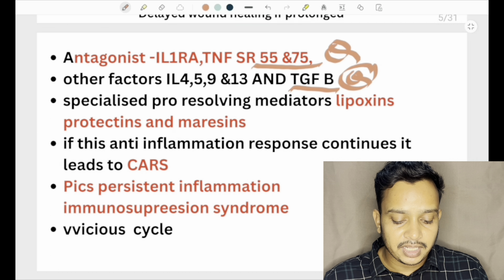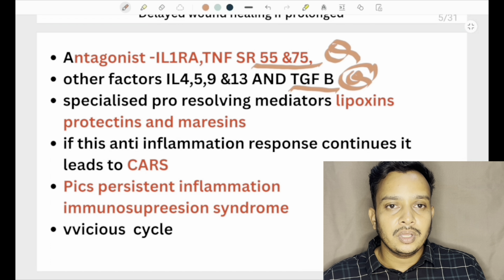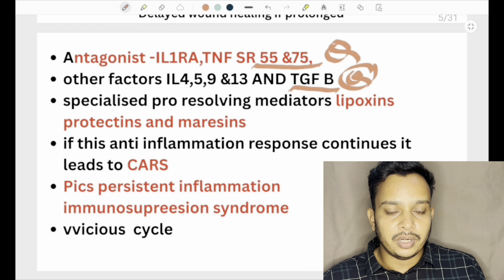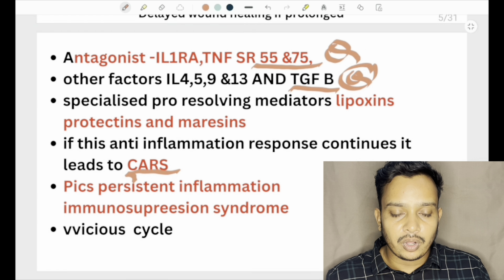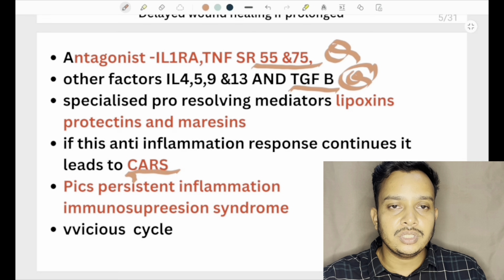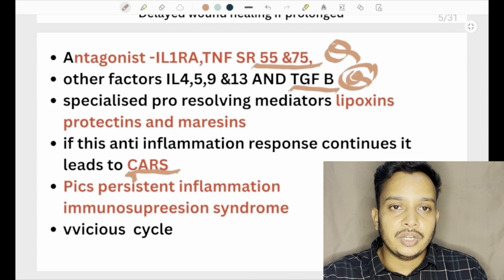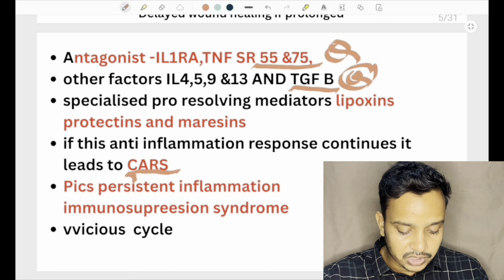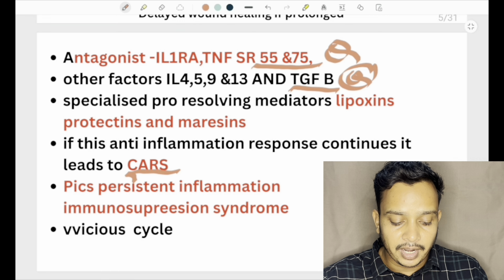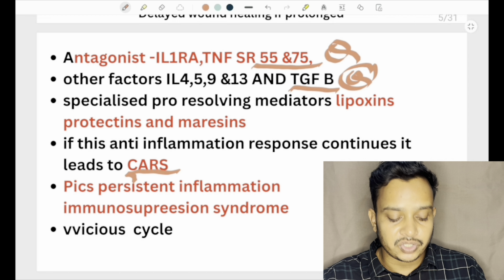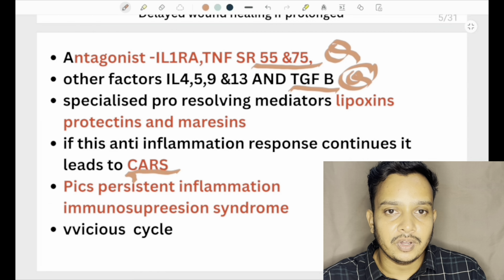If this anti-inflammatory response continues, the body goes into compensatory anti-inflammatory response syndrome, that is called CARS. Prolonged anti-inflammation is also not good, because it leads the patient into a continuous immunosuppressed state called PICS, persistent inflammation, immunosuppression and catabolism. In this state, the patient will be more prone to infection and sepsis.